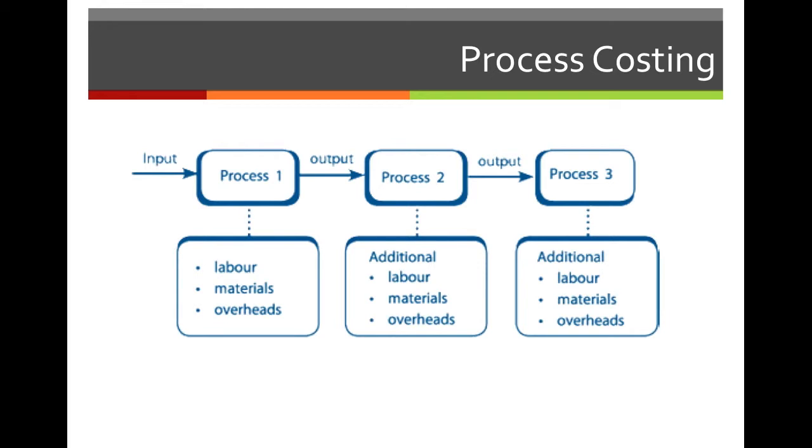The important thing to remember though is that the main difference between job order and process costing is in the work in process inventory section. They both use raw materials, direct labor, and factory overhead the same, and both end up with finished goods inventory, but it's the work in process inventory that separates the two.